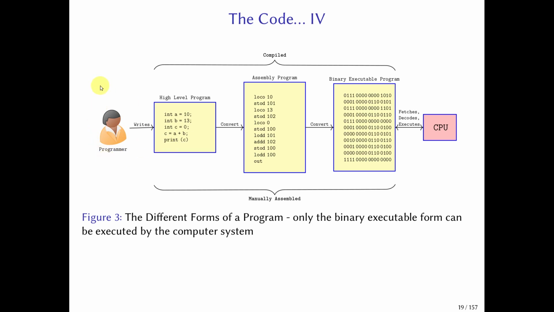So you can see there's our programmer, and they write the simple program that we've been looking at in something like JGrasp. They press the button on the JGrasp toolbar, and that converts the high-level format into its lower-level assembly form, and then that in turn is converted into its binary executable form. So it's the low-level binary executable form that's fetched, decoded, and executed by the CPU.